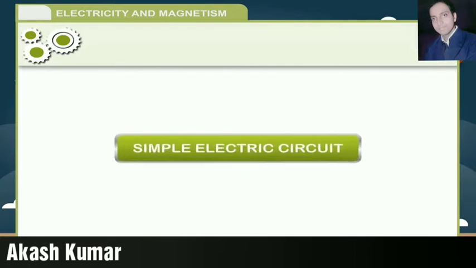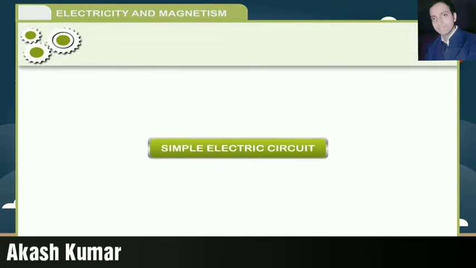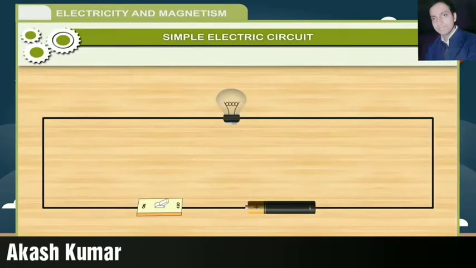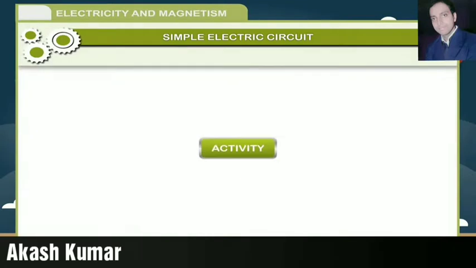Resistance. Simple electric circuit. There is a complete pathway for the flow of electric current. This pathway is known as an electric circuit. When the electric circuit is complete, only then the bulb in a circuit lights up, otherwise not.